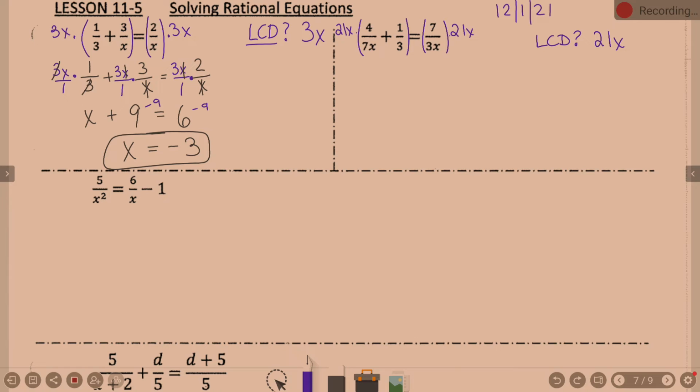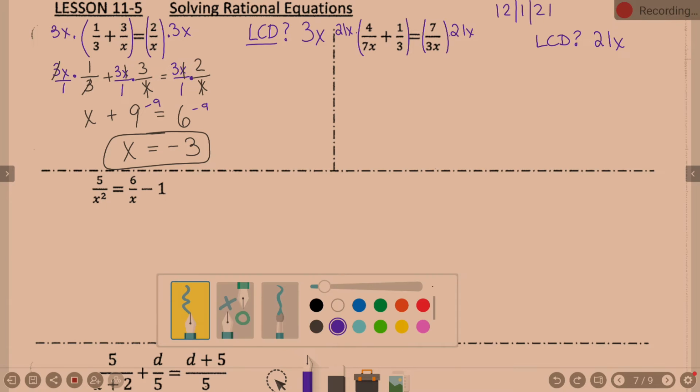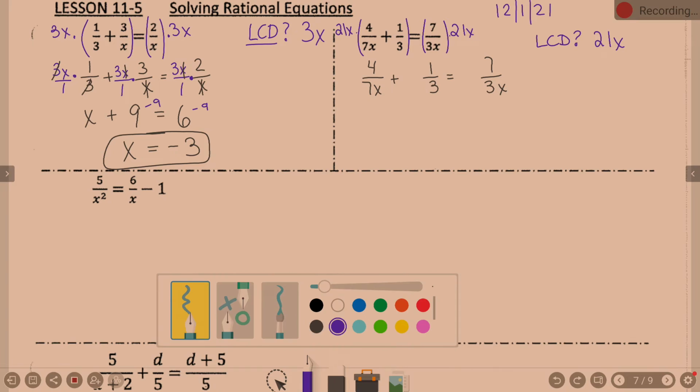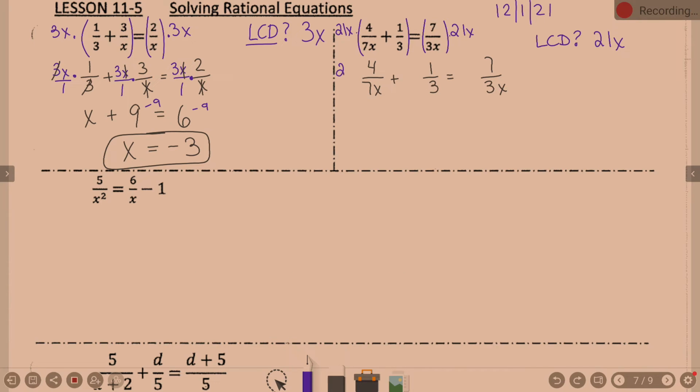Now, maybe you don't need to, but since we're essentially beginners, I'm going to write my equation out. 4 over 7x plus, and I'll leave gaps in front of each thing, 1 over 3 equals 7 over 3x. I left a gap in front of each term so I can put what I'm multiplying by. What am I multiplying by? 21x, to make it a fraction over 1. So I'm writing 21x over 1 in front of each of the three terms.